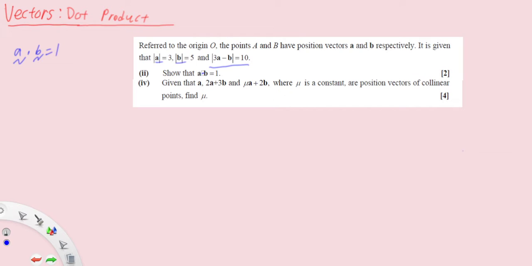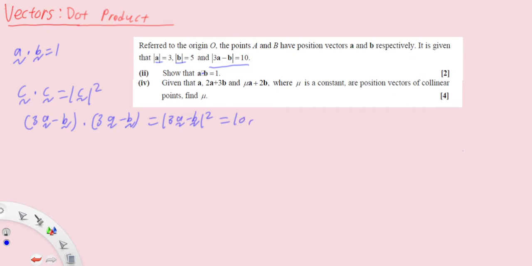What else? It actually comes from the property that we learned in the previous video. If we dot the same vector, for example c dot c, it equals mod c squared. This is one of the main ways to involve modulus and the dot product. So if we have vector 3a minus b dotted with itself, we know that this equals mod 3a minus b squared, and it is 100.